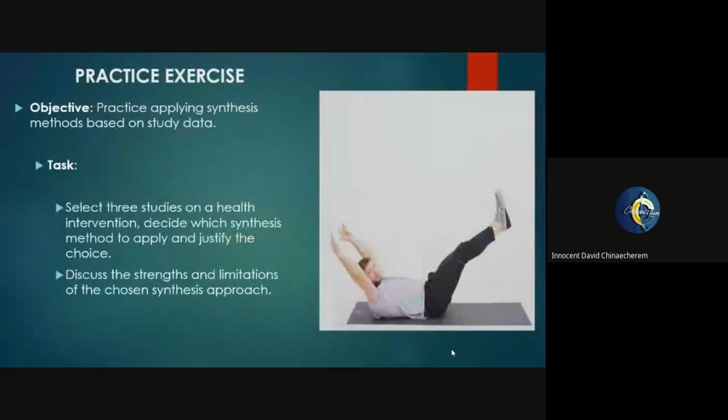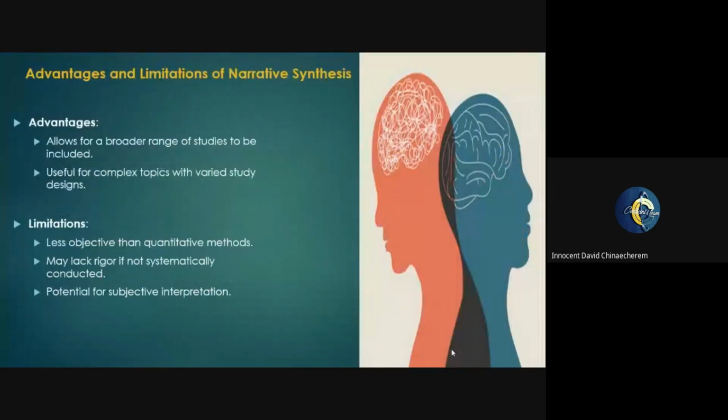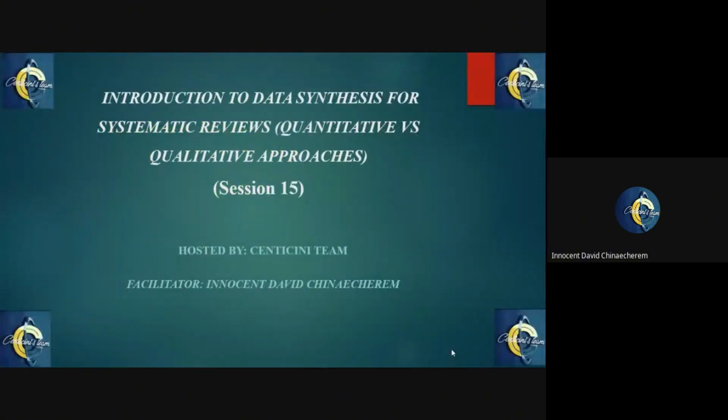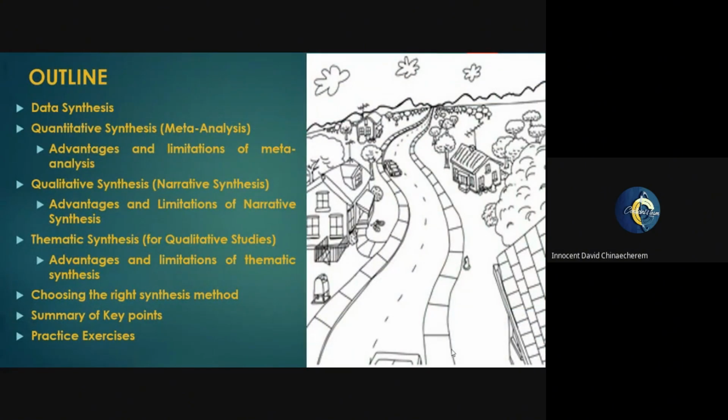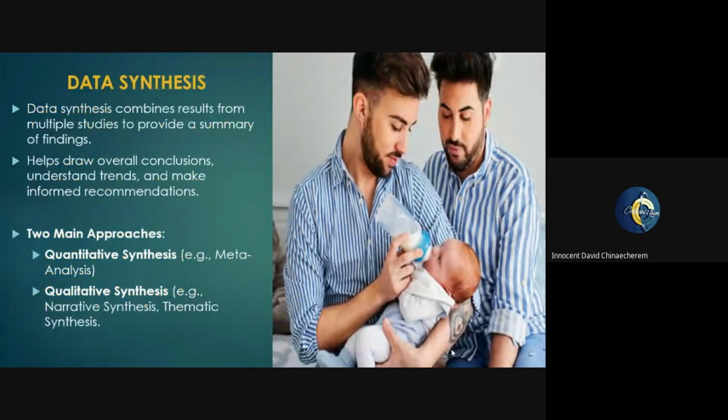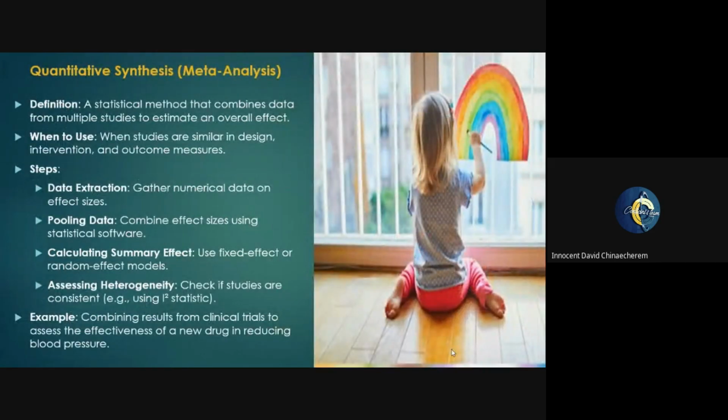Just to give you a rundown again of all that we've talked about today, we started by talking about data synthesis. We talked about quantitative synthesis, qualitative, thematic, and how to choose the right approach. We saw data synthesis as just combining results from multiple studies to provide a summary of the findings. We said that the two main approaches are quantitative and qualitative, whereas for quantitative it's meta-analysis, and qualitative is thematic and narrative synthesis.